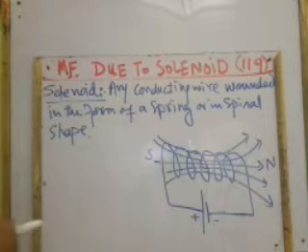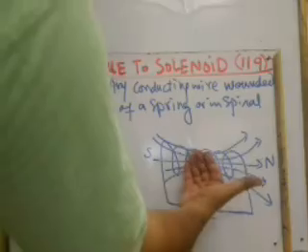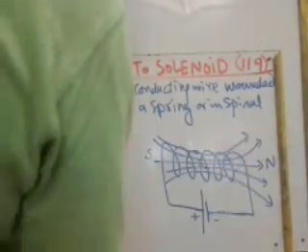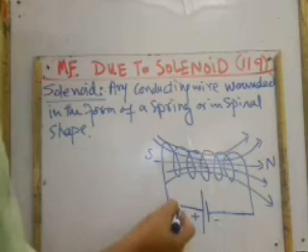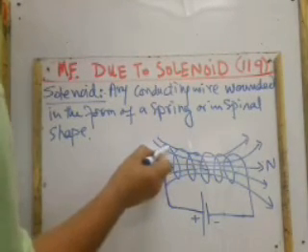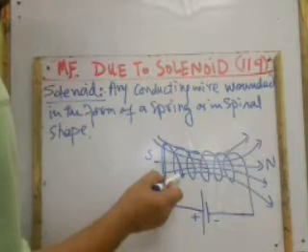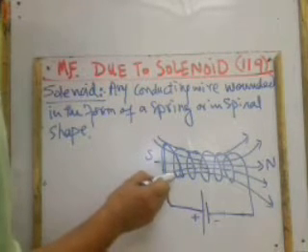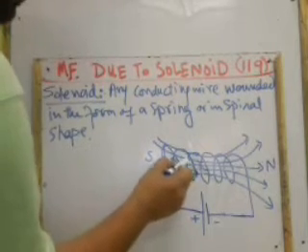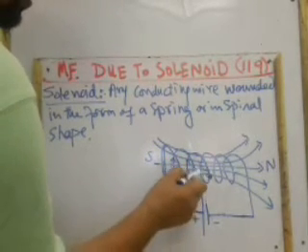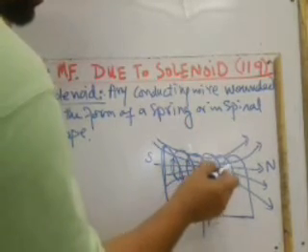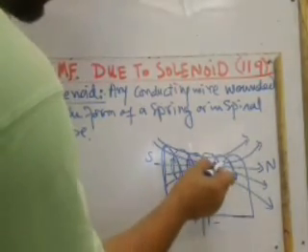What is the right hand rule? Extend the fingers in the direction of the current, the thumb will give you the direction of the north side. So this is current flowing like this, out of the board and in this part into the board, out of the board, into the board, and so on.